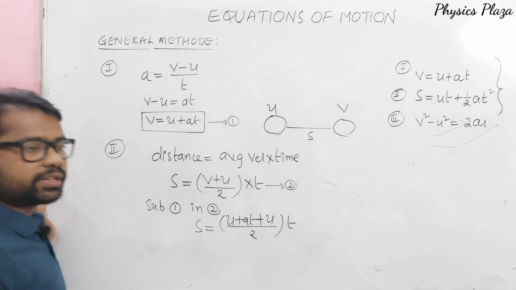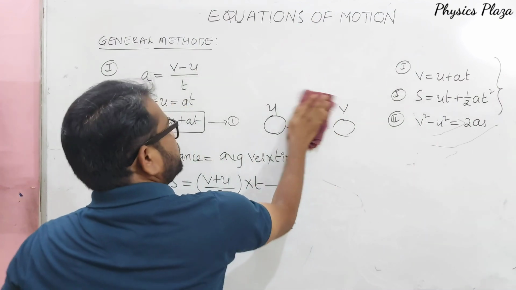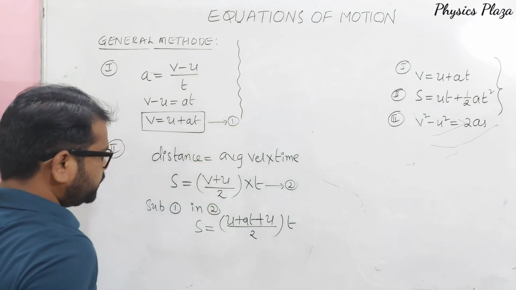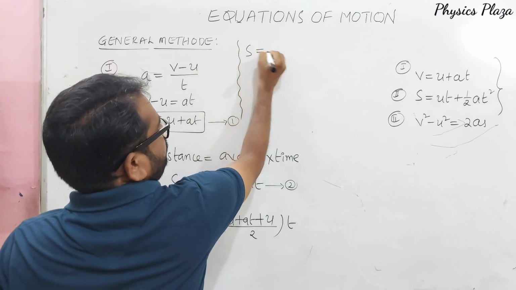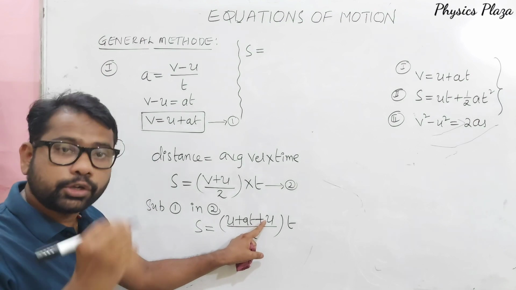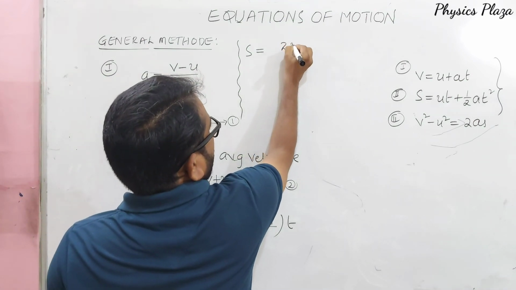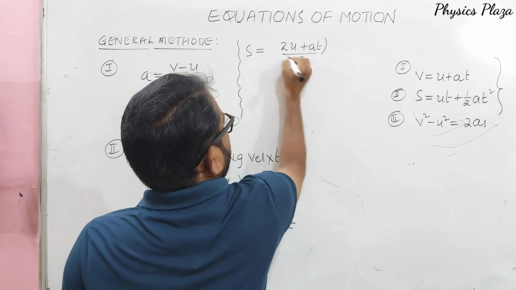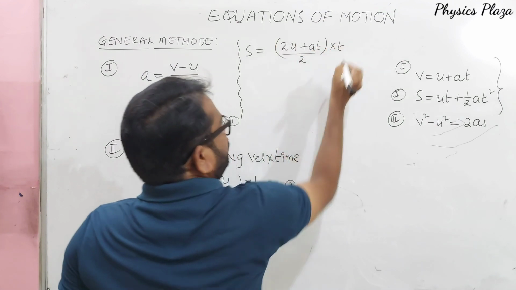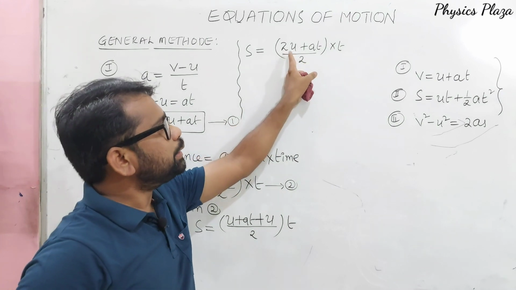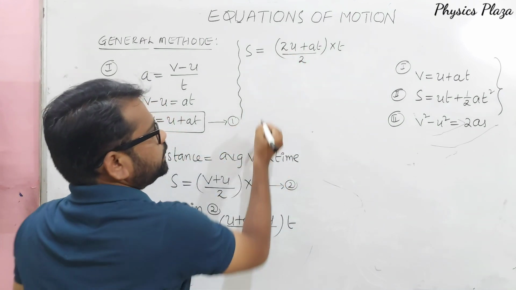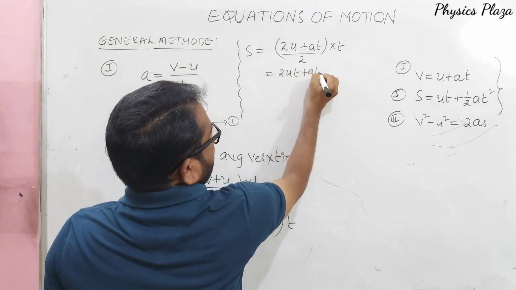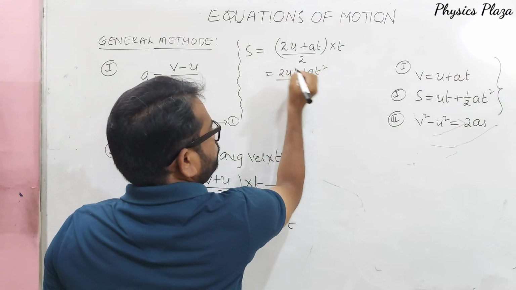Now, let us do the simplification. What are we going to get? See, it's very simple. Here S is equal to, children, U plus U will be 2U, so it is 2U plus AT by 2 into T. Now, let us multiply these two terms with the time. Then here we can write 2UT plus AT square by 2.